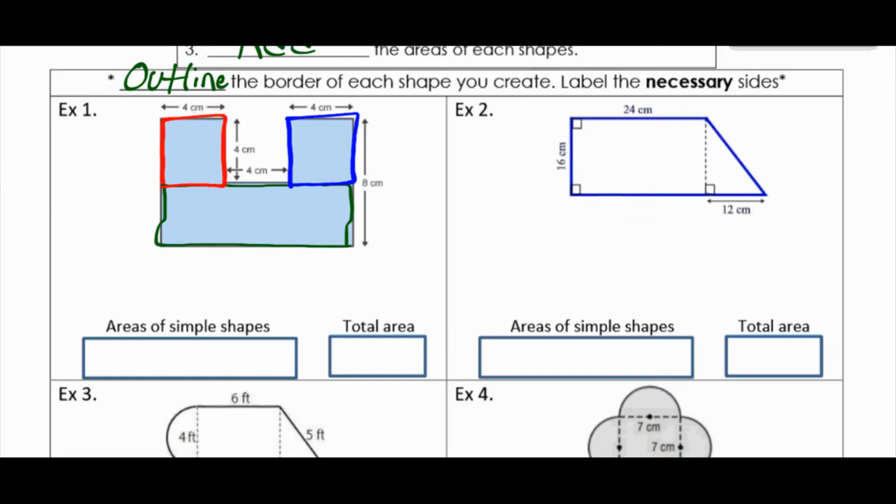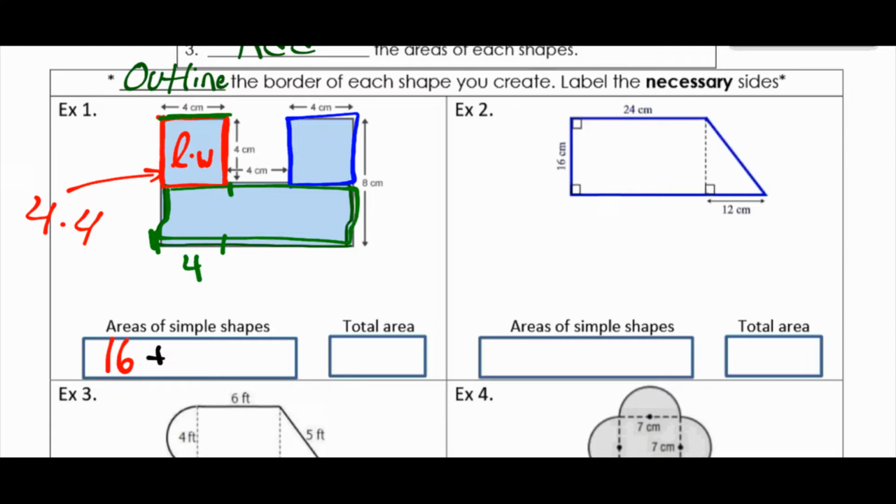So I'm going to do that red one first since that's the easiest. To find the area of a rectangle, I'm going to do length times width. So for that red rectangle, it's 4 times 4, which is 16. Plus the area, I'm going to do the green one next. This has a width of, this part is 4. That's labeled at the top. The middle section is another 4. And then the right section is yet another 4. So that whole rectangle has a width of 12.